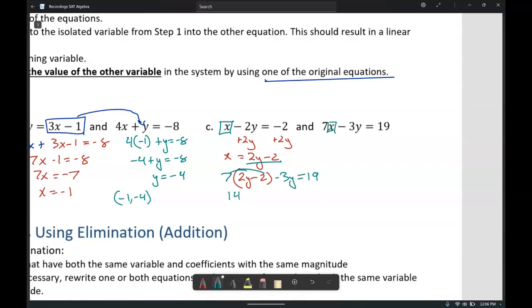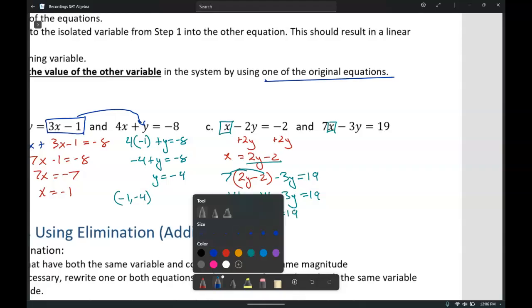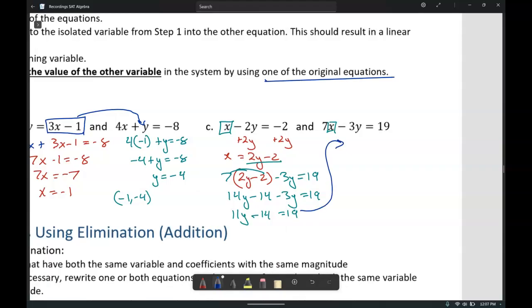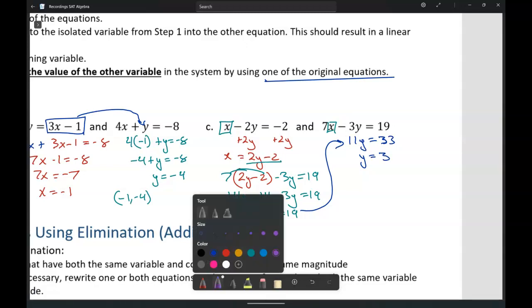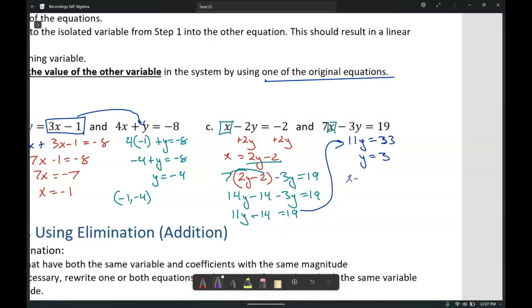Distributive property. Combining like terms. I'm going to bring this up here. We will add constants, divide by coefficients, and then we substitute back in to one of the original equations. And we get our solution of (4, 3).